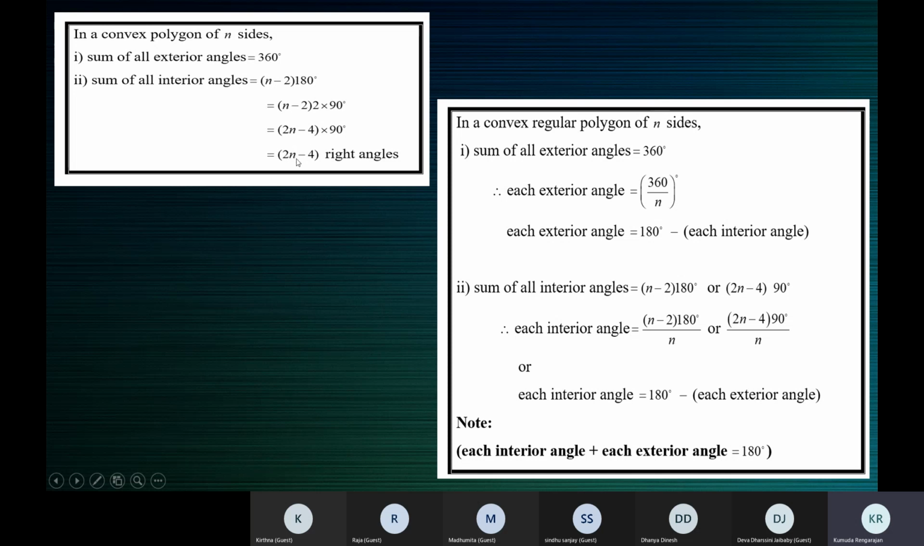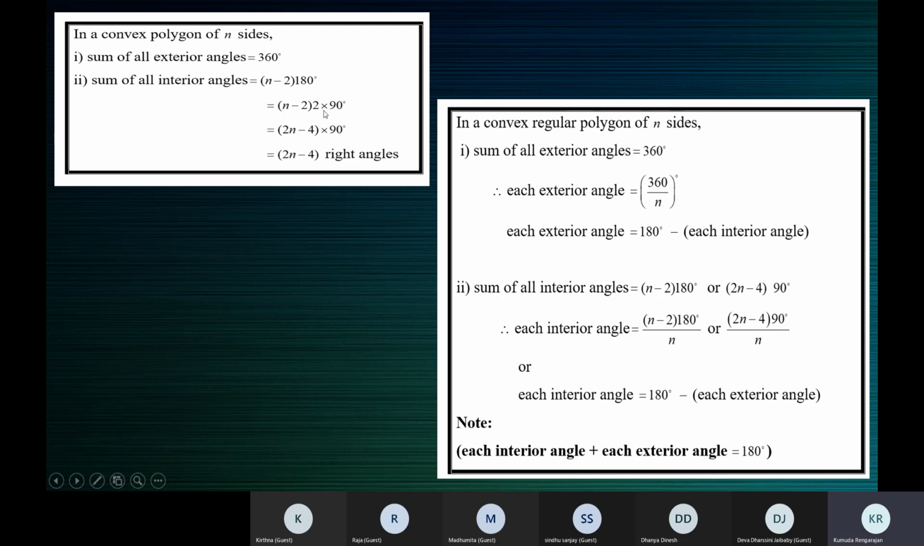Sometimes we remember it like this also, 2n minus 4 right angles. So how do we get this? Write 180 as 2 into 90, because 2 into 90 is 180. Now multiply 2 with n and minus 2 in the bracket. So 2 into n is 2n, 2 into minus 2 is minus 4. So 2n minus 4 into 90. 90 degrees is called a right angle. The measure of a right angle is equal to 90 degrees. So instead of 90 degrees, you can also say right angles. 2n minus 4 right angles.